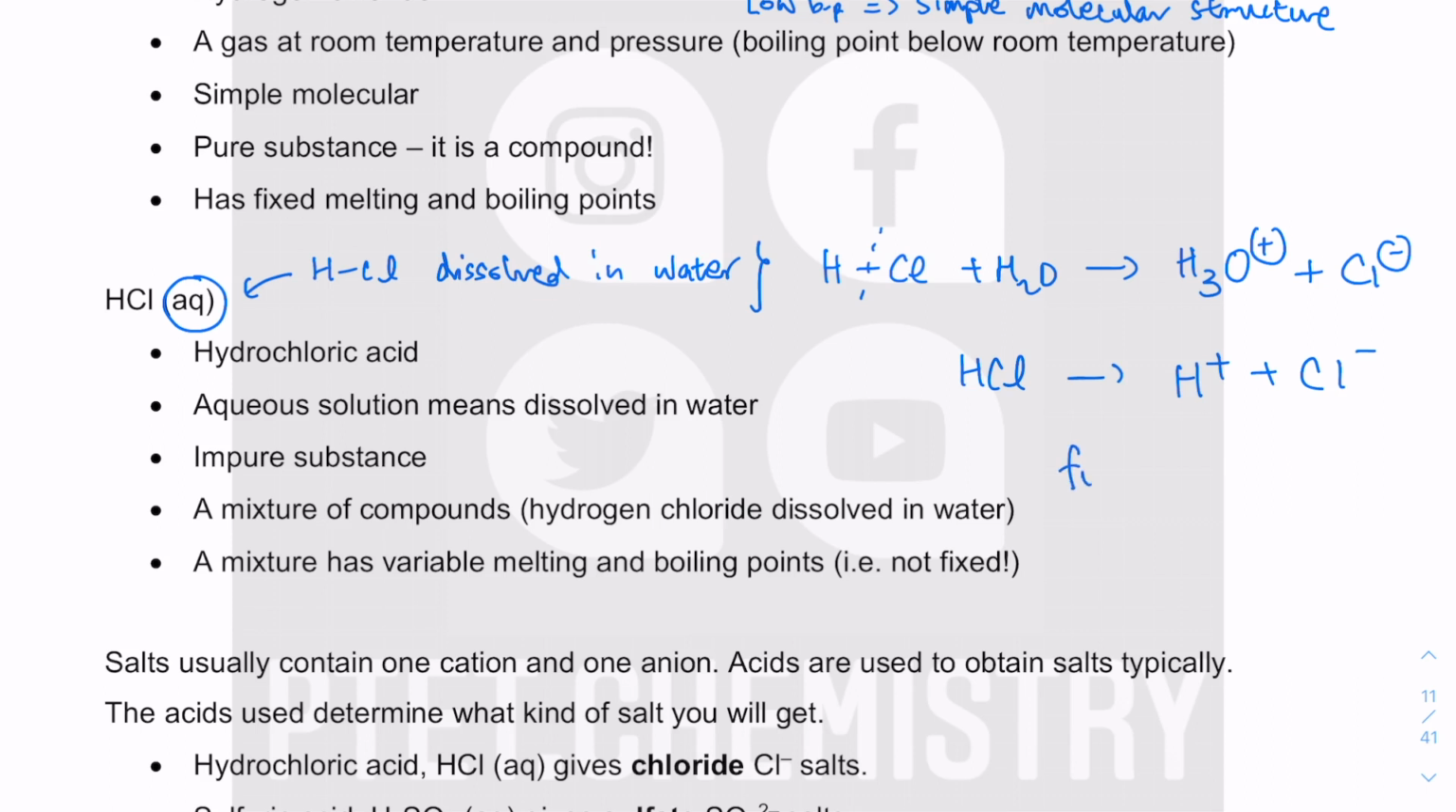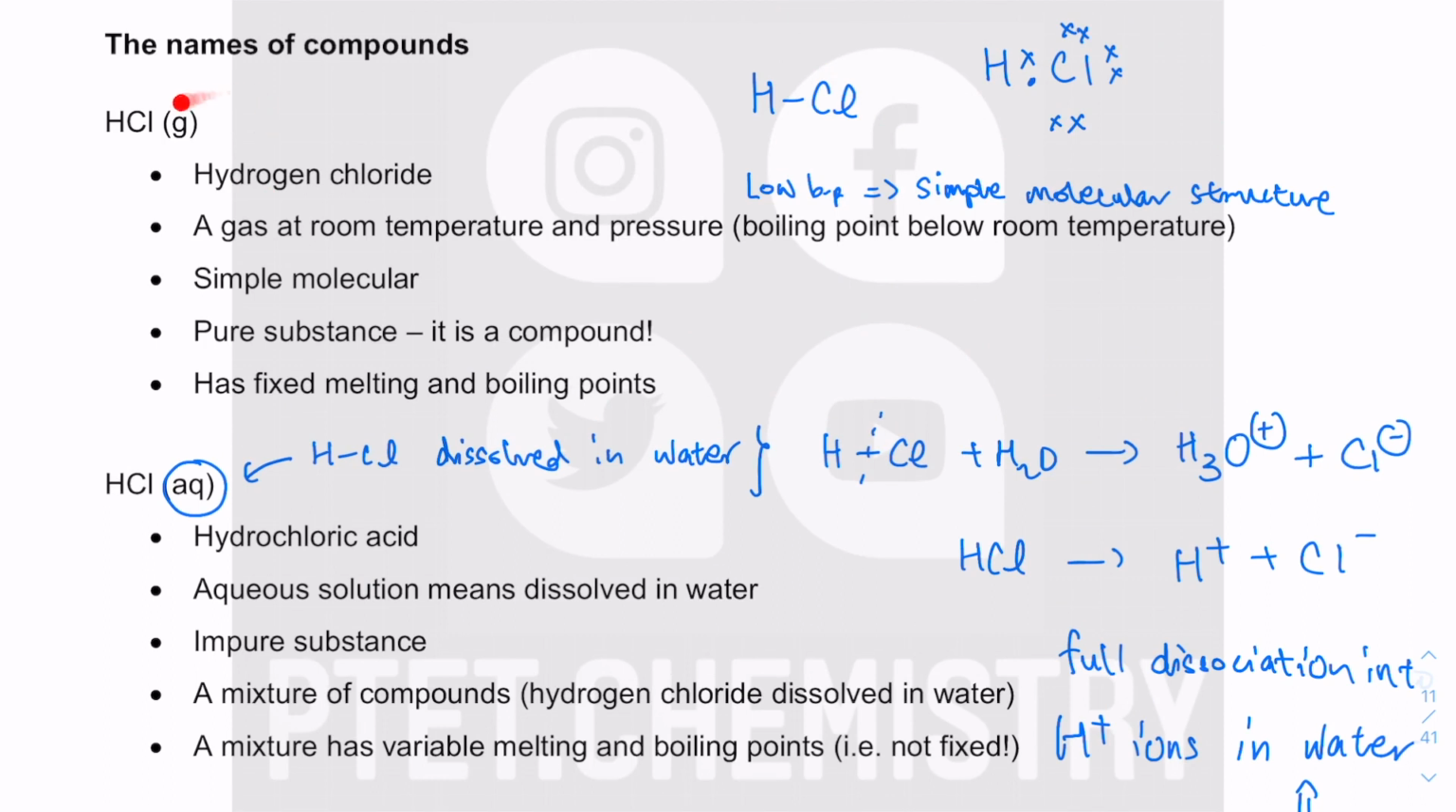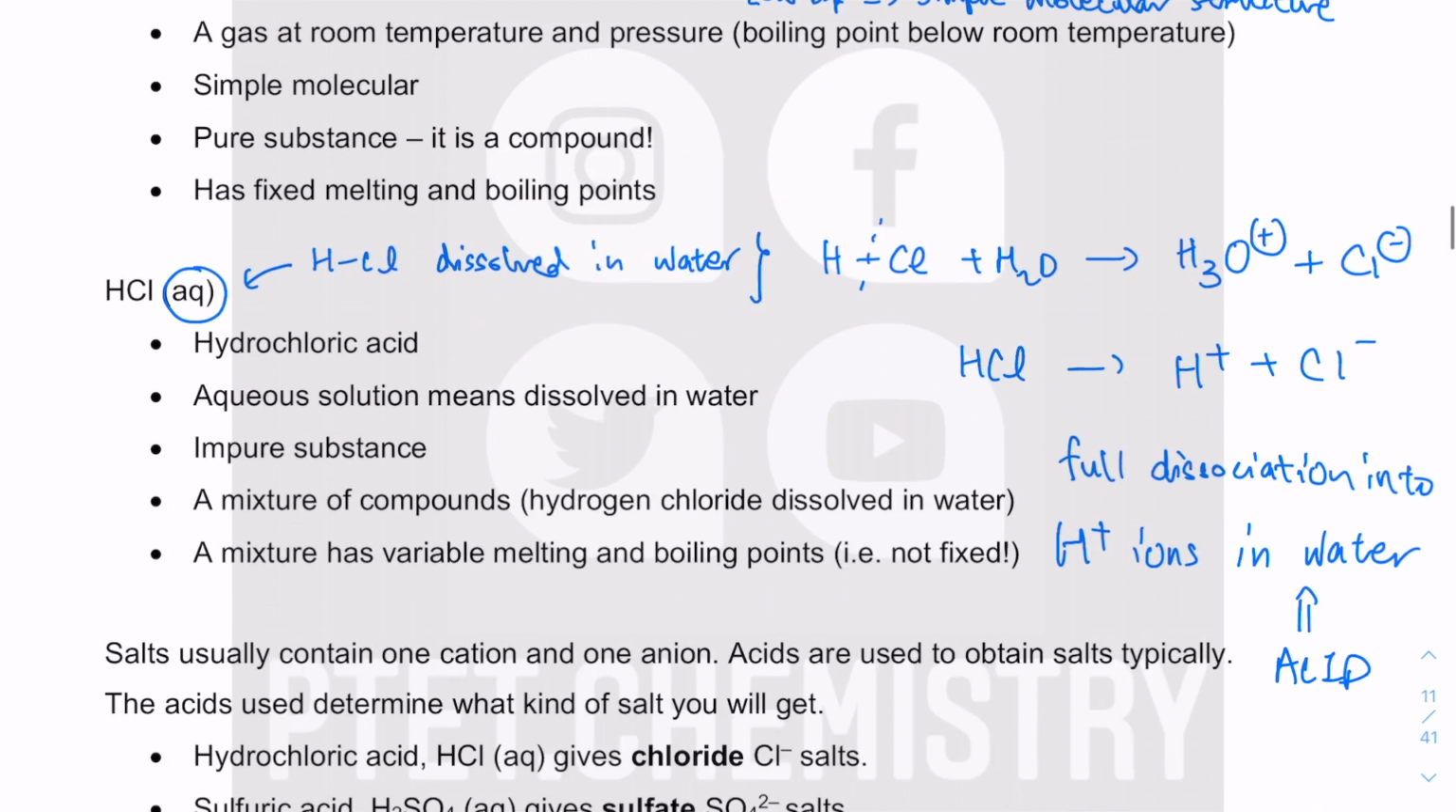So this is talking about full dissociation into H+ ions in water, and this is related to the definition of an acid. So an acid dissociates, or it breaks into H+ ions, or it ionizes, it forms ions in solution in water to give you H+ ions, and that's why it's acidic. HCl is hydrochloric acid, HCl gas is hydrogen chloride. This is a molecule and a compound. These are ions, and these can conduct electricity because they are free ions in solution.